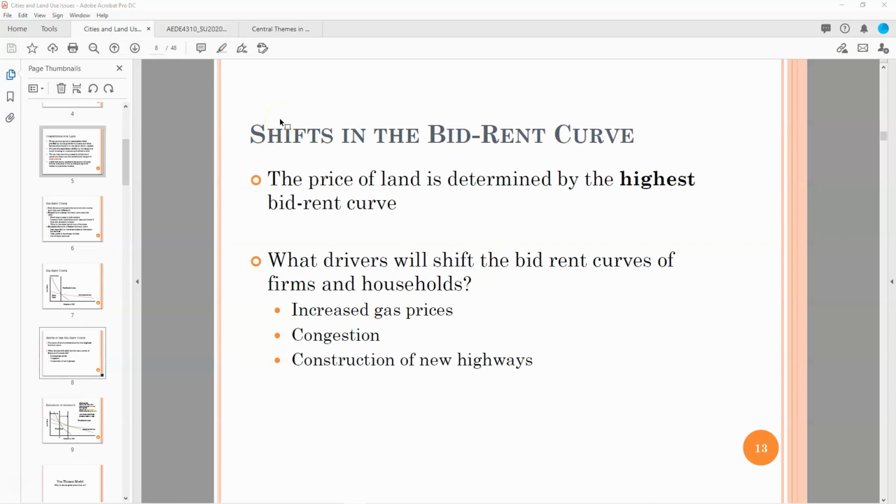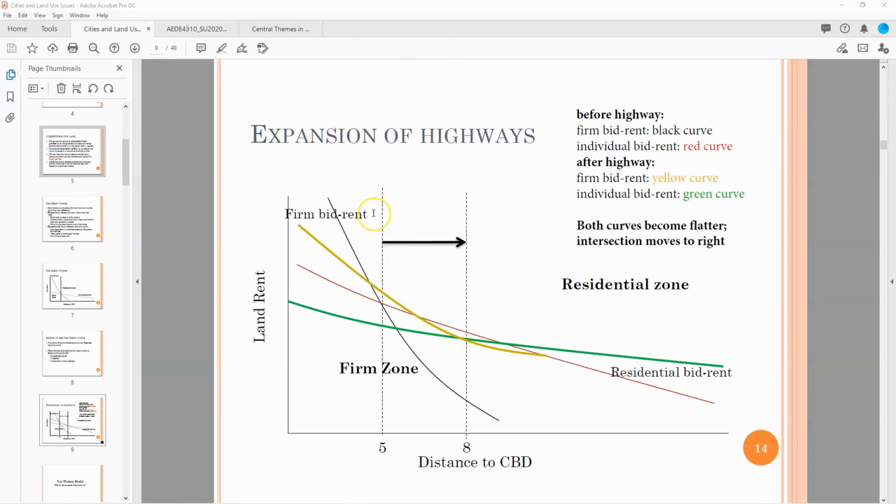What causes the shifts in the bid-rent curve? There are many factors that can affect the firms' and also households' bid-rent curves, for example, increased gas prices, congestion, and the construction of new highways. So we will use the construction of new highways as an example to explain the shift of the bid-rent curve.